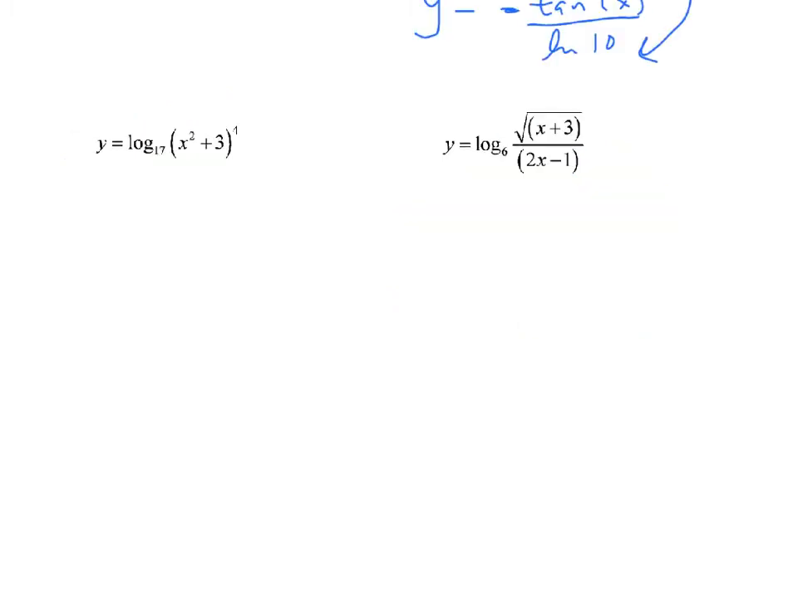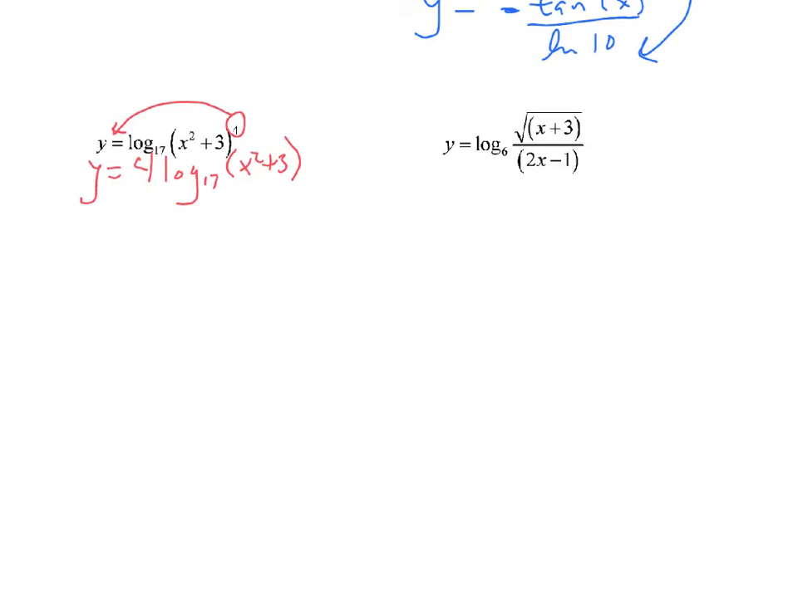All right, so you can go ahead and do the chain rule on this one, but I'll be honest with you, I used my log rules right away and said, oh, that 4 right there, I'm moving it to the front. So I changed it to y equals 4 log 17 of x squared plus 3. So I didn't have to do the chain rule inside the log.